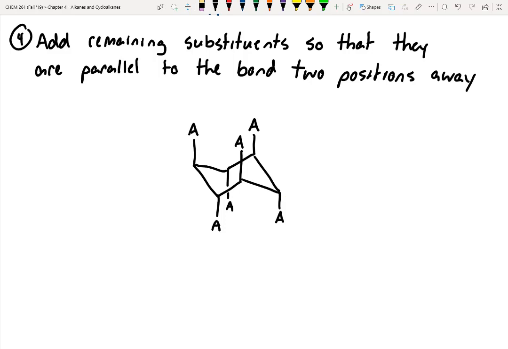We need to account for the 4th bond. We said the bond 2 positions away would be this bond right here. You see how that's 2 positions away from the highlighted carbon? Or sorry, let me do this as a highlighted carbon. See how it's 2 positions away? That means that the group coming off of it needs to be parallel to that. And this is E for equatorial.